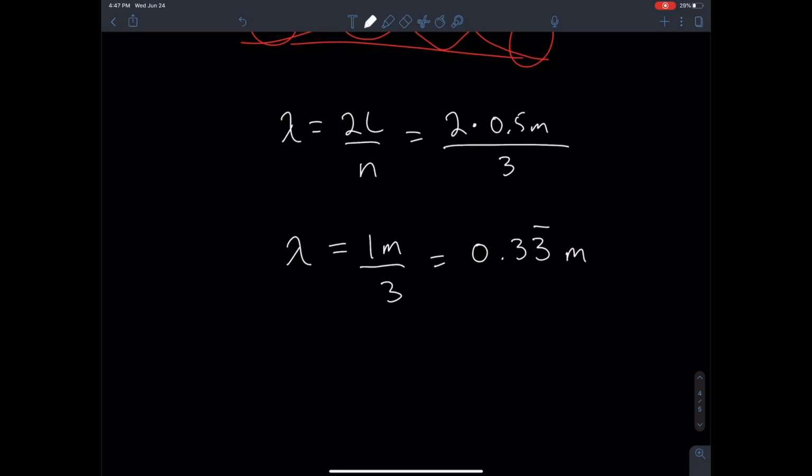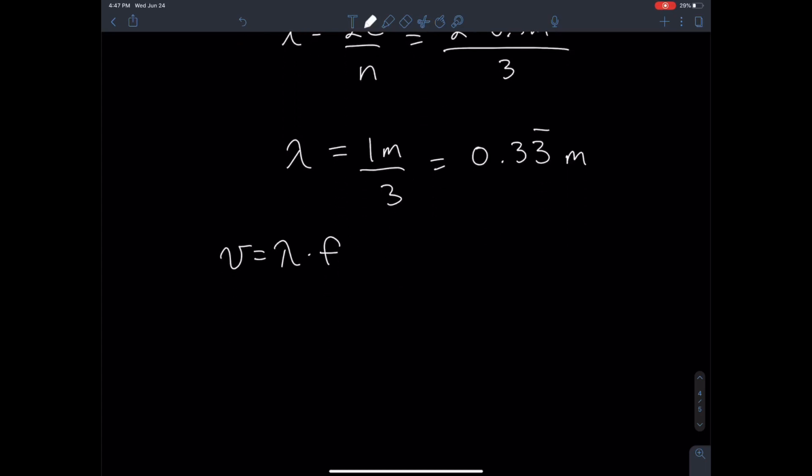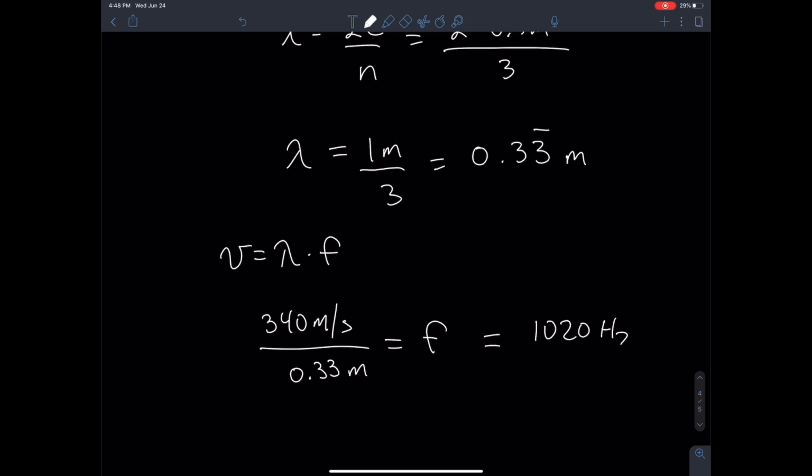And then to calculate the frequency that would be generated, I have to use the wave equation again. Speed is equal to lambda times frequency. And remember, the speed of the wave is going to be the same as the speed of sound. So 340 meters per second divided by 0.33 meters is going to give me my frequency, which is basically 340 times 3. All right, so 1,020. I think that's right, I'm just doing it off the top of my head. I'll have to calculate that later on, but around that.